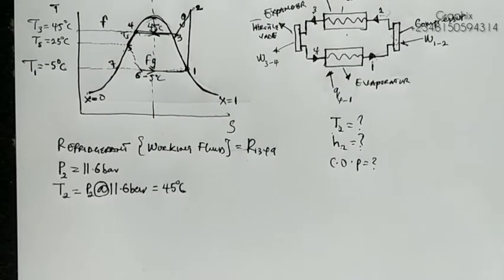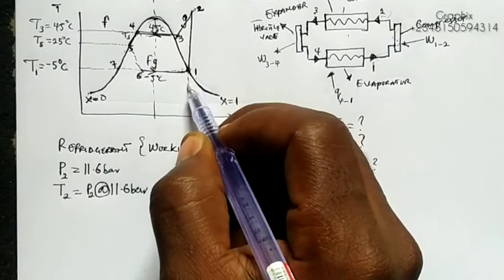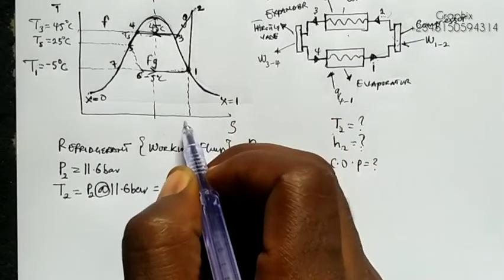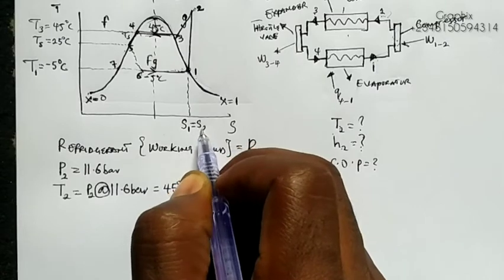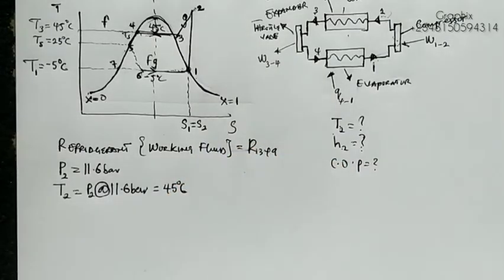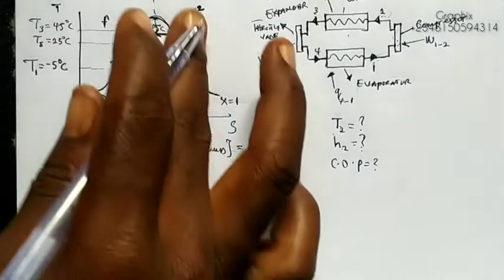So first of all, at this point we know that the entropy at state 1 is equal to the entropy at state 2. That is one thing you need to understand. So we are calculating the enthalpy and entropy of each point here.